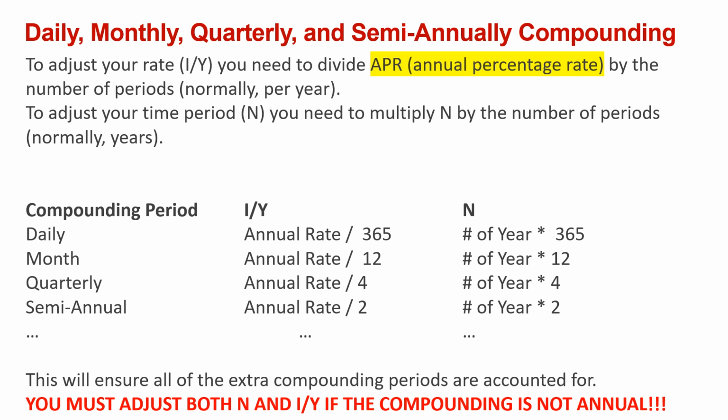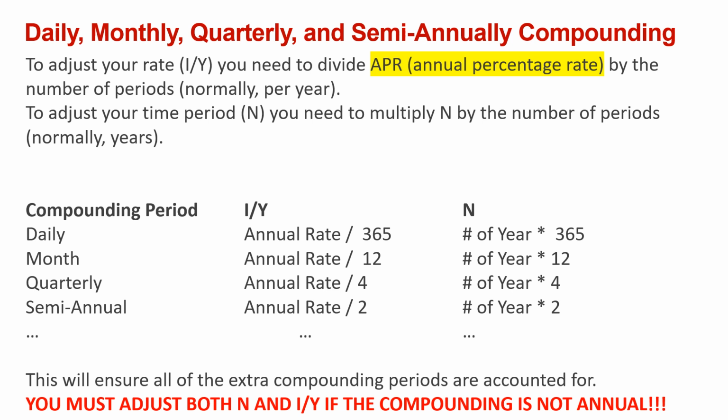If you are dealing with monthly, quarterly, or semi-annual compounding, you will need to adjust your I/Y and N. Remember that I/Y is the interest rate per compounding period, not the interest per year. N is the number of compounding periods, not the number of years. I will take monthly compounding as an example here. When you are dealing with monthly compounding, you should enter the monthly interest rate for I/Y.